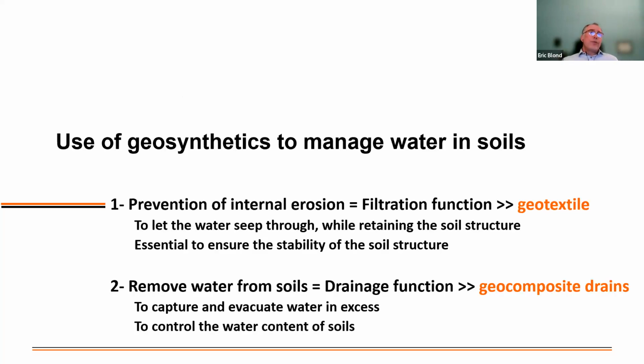So now we're going to focus on the use of geosynthetics to manage water in soils. The first function on which we're going to focus today is to prevent internal erosion, and that is the filtration function, which is delivered by geotextiles. It's important to make the difference. Some people don't speak of geotextile, they speak of membrane, and membrane is going to cover anything that is plastic or fibrous. So we're really speaking of geotextile as the right word for the product that will deliver the filtration function.